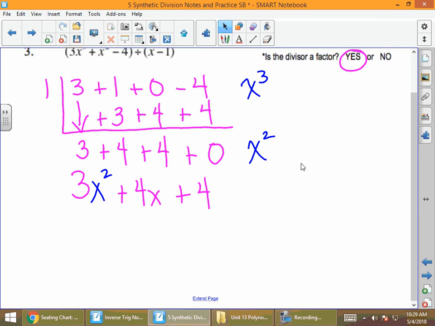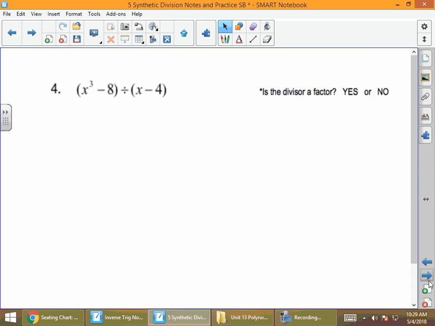Biggest mistake that students make is forgetting to put the zeros in when we're missing a term. Second biggest mistake is forgetting to change the sign when we have x minus 1. We're going to divide by 1. But hopefully we've stressed those ideas here so that you don't get put into that situation.